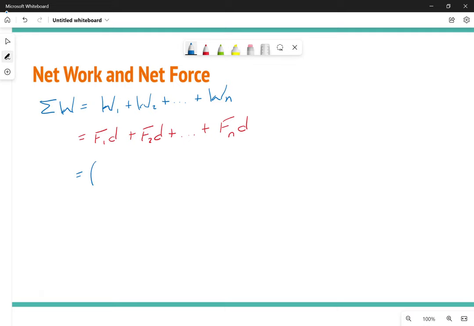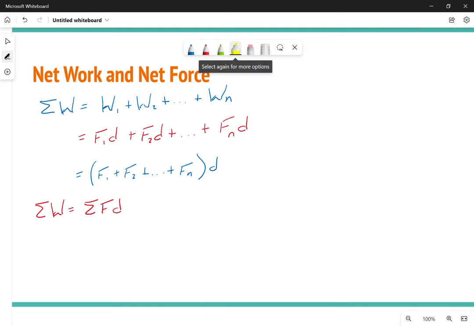And so then if I take the d away here, I'm left with f1. If I take it away there, I'm left with f2. And then yada, yada, yada, all the way up to, if I take it away here, fn. And then I have the d there. So this f1 plus f2 plus all the way to fn, well, that is finding the sum of the forces, or in other words, the net force. And so what this tells me is that the net work is equal to the net force multiplied by the displacement. And so this gives us two equally valid ways to find net work.